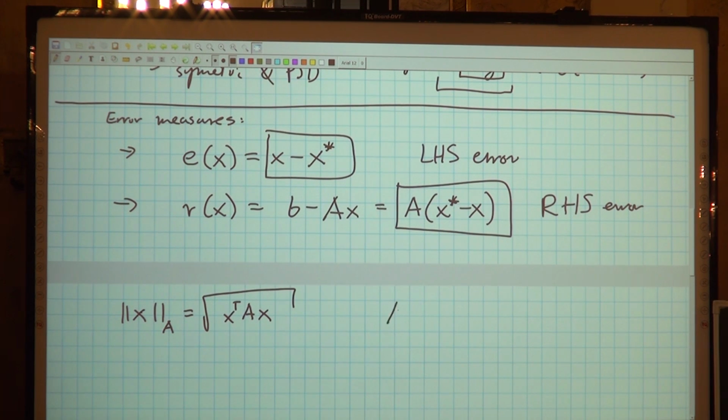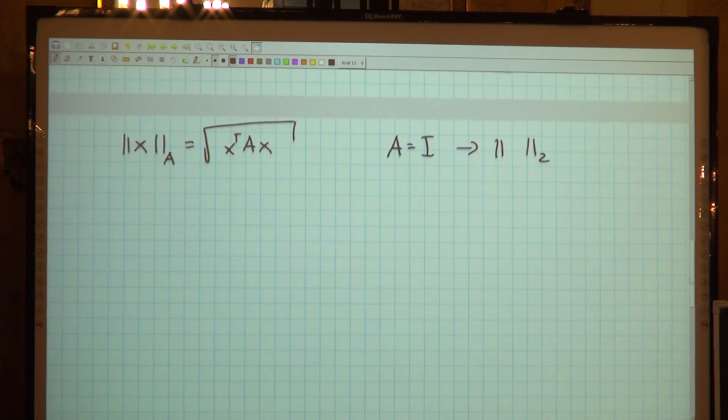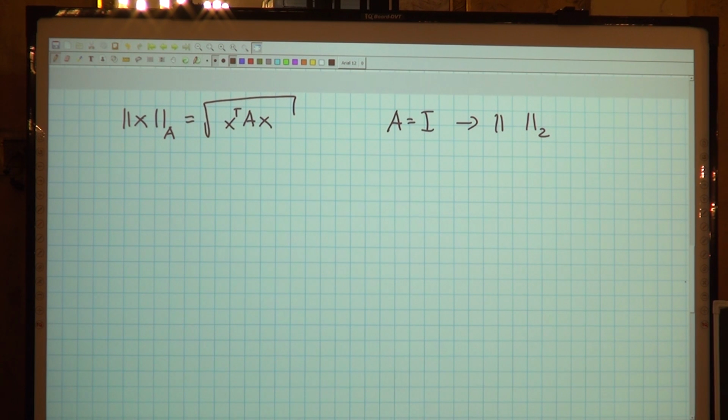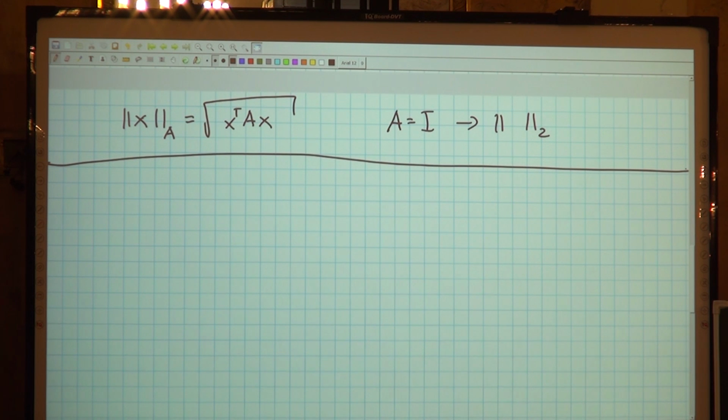Clearly, if A was the identity matrix, this would be just the Euclidean norm the way we know it. But usually A is not an identity matrix, so this is something different. It essentially rescales the space according to the eigenvectors and eigenvalues of the matrix. We will come back to this in a moment, but for now you have to trust me. This is the right norm to measure the error in. Okay, so now we know how to measure errors.